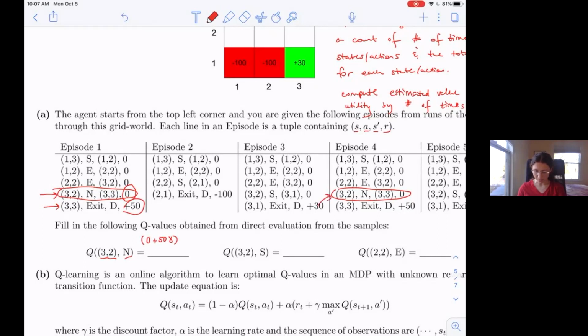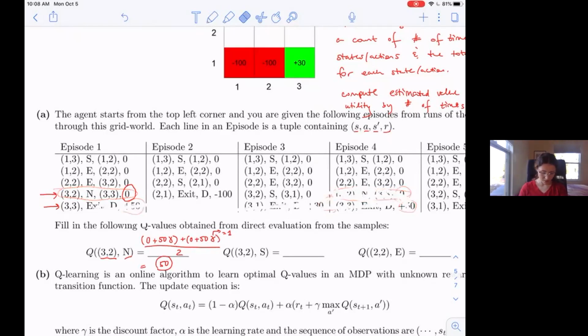What about in this particular episode? So here it's the same setup. Here we're in 3-2, we get 0 immediate reward, but then we exit and we get plus 50. So we're going to say plus 0 plus 50 times gamma. And as you remember from the definition of direct evaluation, we're going to divide this total utility by the number of times we saw this state action pair. Here we saw it twice, so we're going to divide by 2. Now, one nice thing in this problem is that gamma equals 1. So this makes our calculation super easy. It's just 50 plus 50 divided by 2. So it gives us a total Q here from direct evaluation of 50.